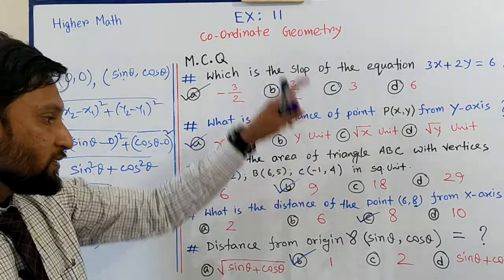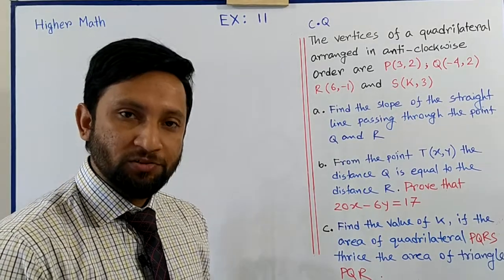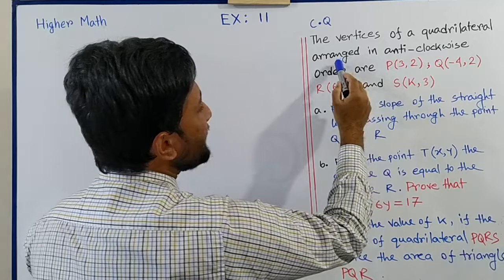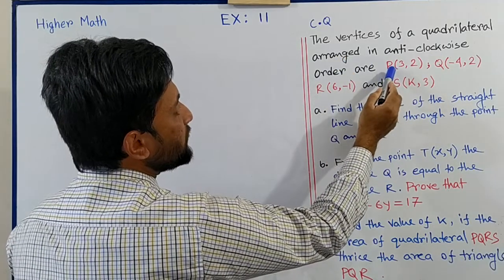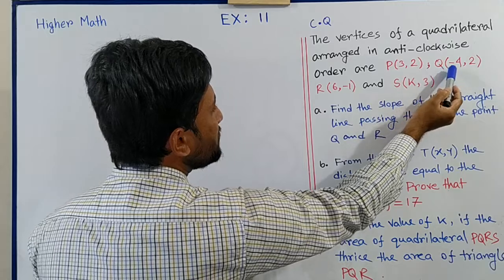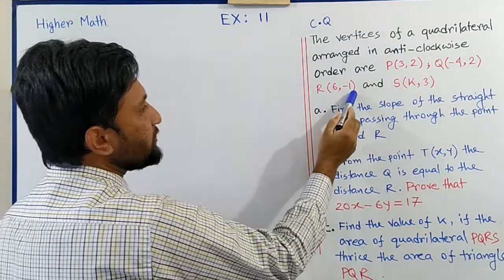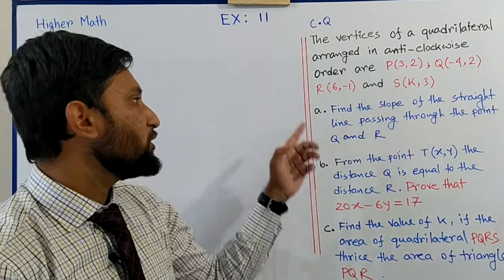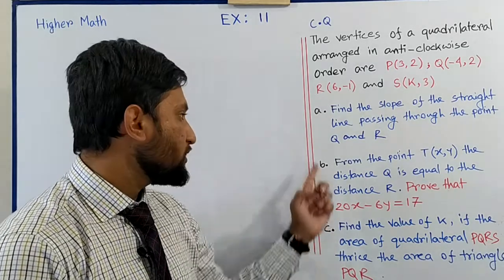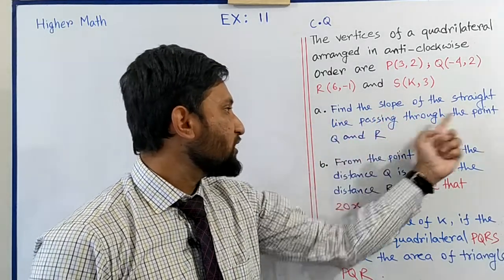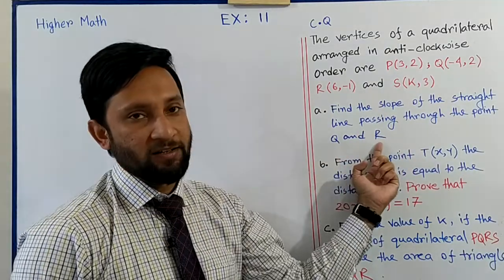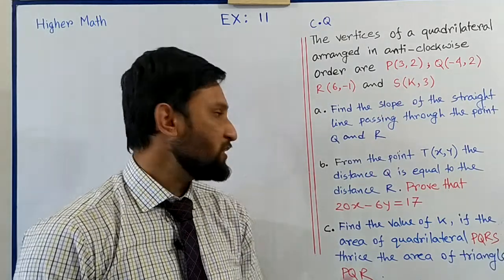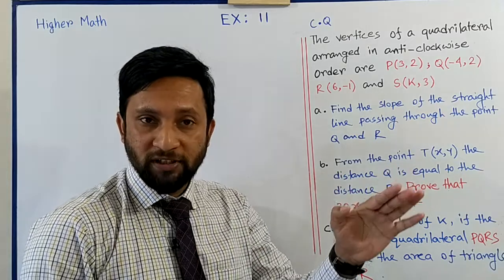I hope everybody is clear on this MCQ part. Dear students, now the CQ part. The CQ question is: the vertices of a quadrilateral arranged in anti-clockwise order are P (3, 2), Q (minus 4, 2), R (6, 2) and S (K, 3). Now by using this information we have to solve A, B and C. First one: find the slope of the straight line passing through the points Q and R. That means by using the coordinate points Q and R we have to find the slope of the straight line passing through these two points.